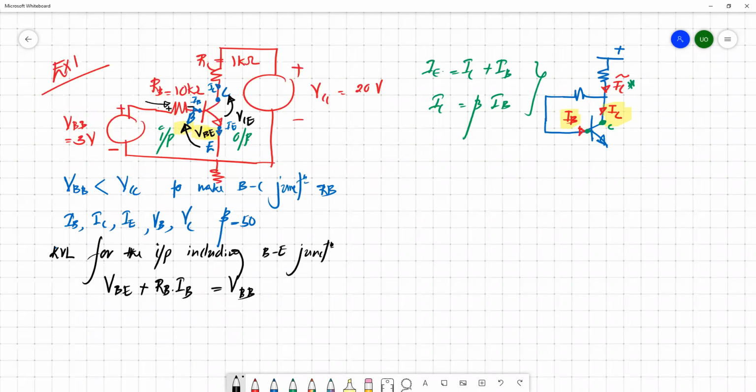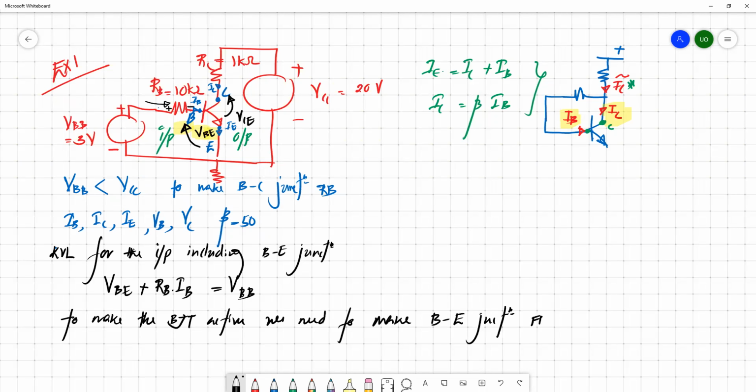Again, we know that to make this BJT active, we need to make the base-emitter junction forward biased. If we consider the dual diode model, there is a diode between the base and emitter, so you have this kind of a diode here. To make this diode forward biased, we need to apply a voltage at least greater than or equal to 0.7 volts, since these p-n types are basically made from silicon.